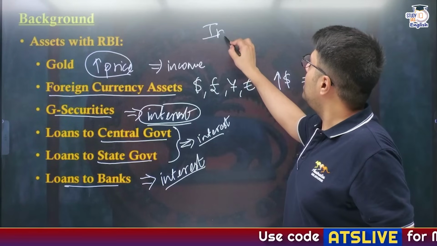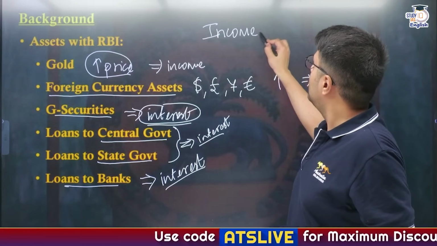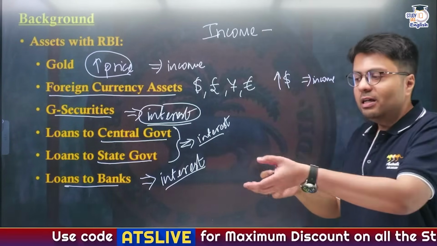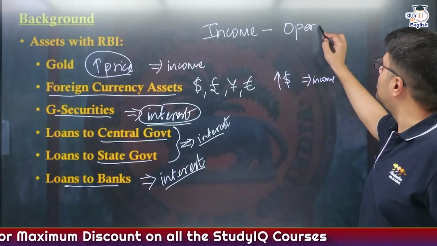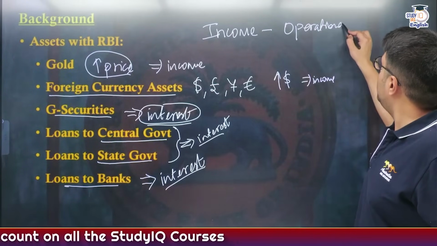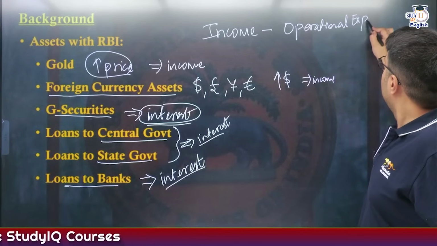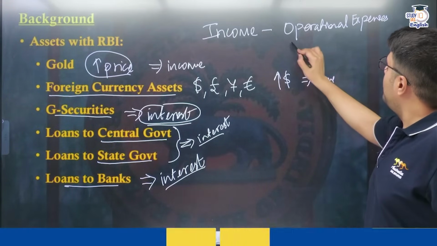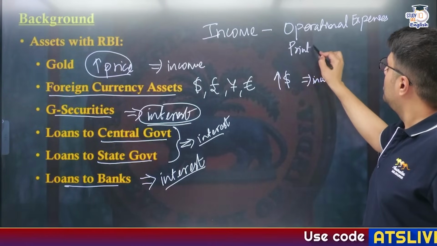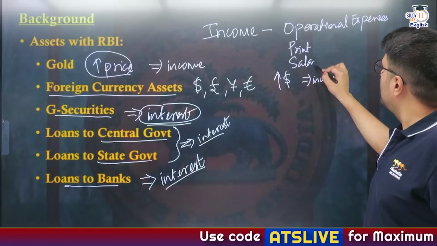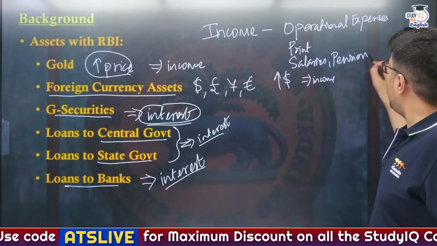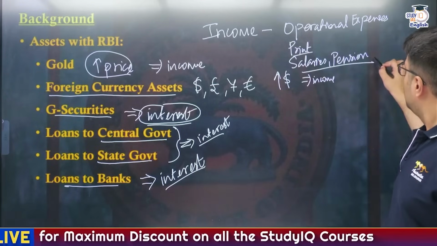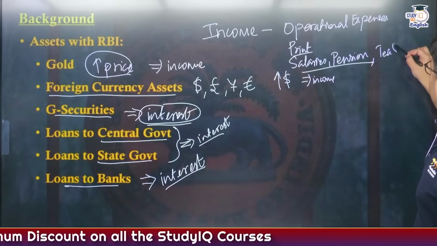Now whatever income the RBI makes, from that income it spends a portion to meet its operational expenses, right? What are the operational expenses for RBI? This includes printing of notes, salaries, and pensions of the employees of RBI. Similarly, they have to provide tea and coffee to the employees also.